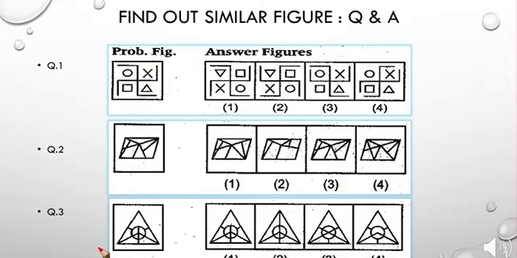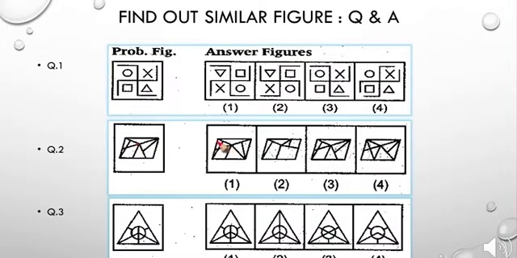In question number 2, there is one problem figure given and there are 4 answer figures given. We see the outside design is a rectangular shape. 4 arms are there. It is the same in all the 4 answer figures, so we can't find the answer on the basis of the outer design. So let's see the inside designs carefully. Let's check the first line, which goes from this corner to here.